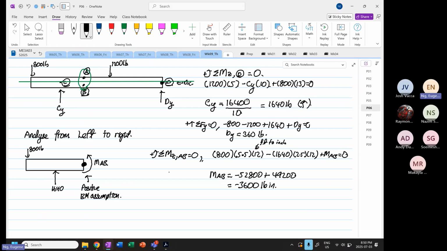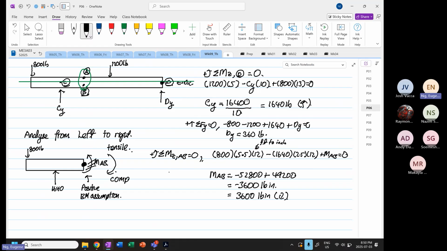And when it's minus, it means the direction is wrong. Okay, so the correct direction is coming down this way. Okay, so therefore this is equal to 3600 pound inch, and it's going down this way. When that's the case, the bottom bit will be in compression, the top part will be in what? Tensile. Okay, the top part will be in tensile.